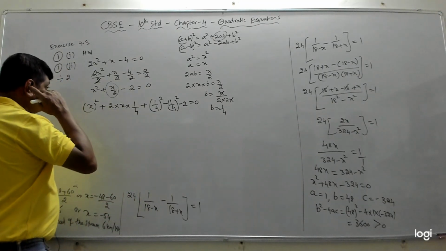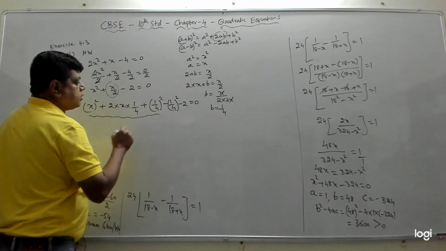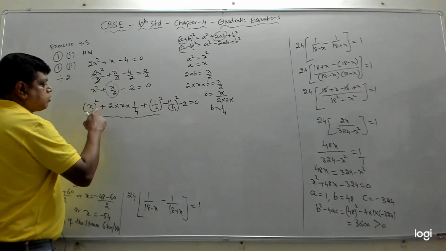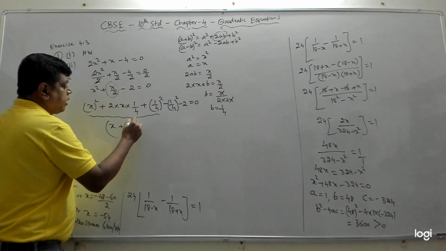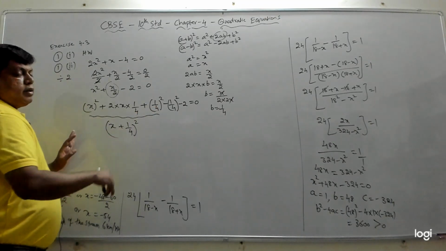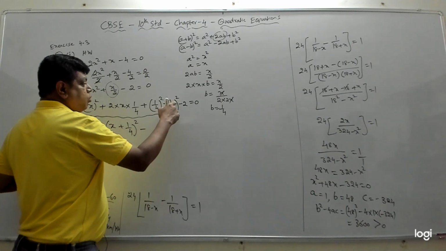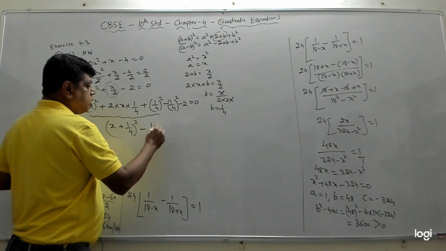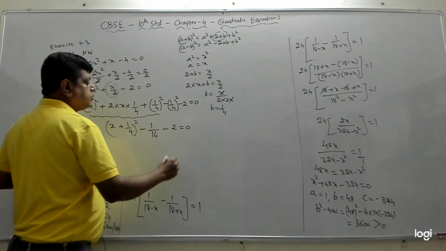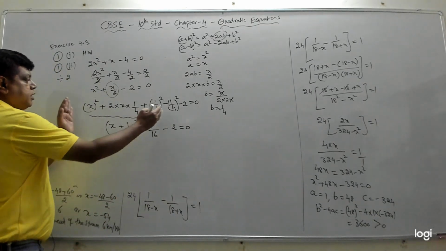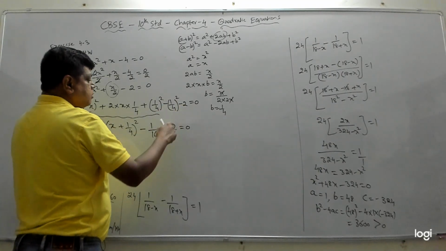So now what we have done, we have written these three terms as a square plus 2ab plus b square. It can be written as a plus b the whole square. Instead of these three terms, we can write a plus b the whole square. Then this will become minus 1 by 4 the whole square. 1 square is 1, 4 square is 16, minus this 2 equal to 0. So these three terms have become like this, and minus 1 by 4 the whole square is minus 1 by 16, minus 2 equal to 0.